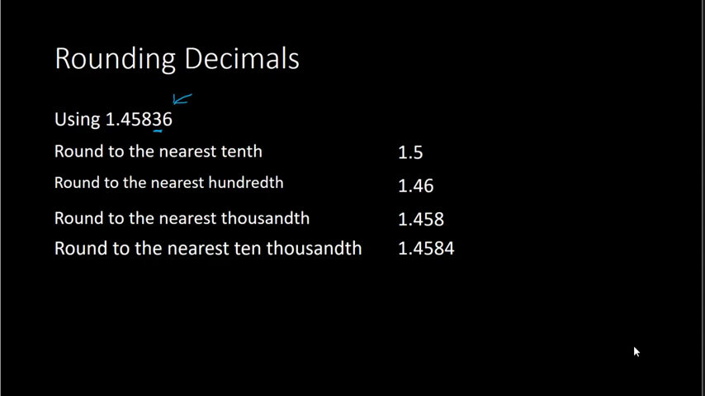So in conclusion, we have learned our place values for decimals. We've learned how to write decimals in different forms. We have learned how to convert from a decimal to a fraction. We've also learned how to compare and order decimals. And we've lastly learned how to round decimals. And that concludes our lesson for today. We will see you next time.